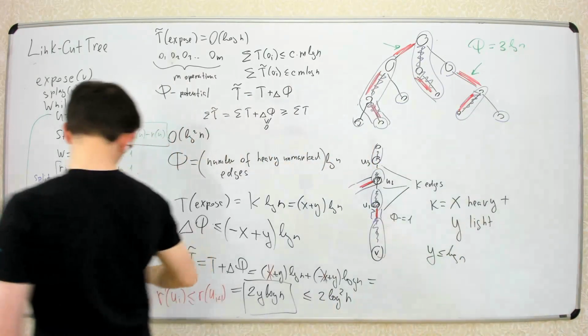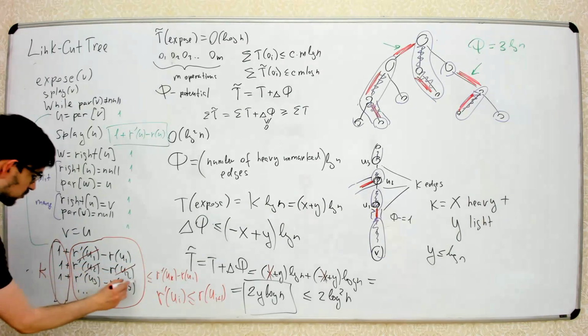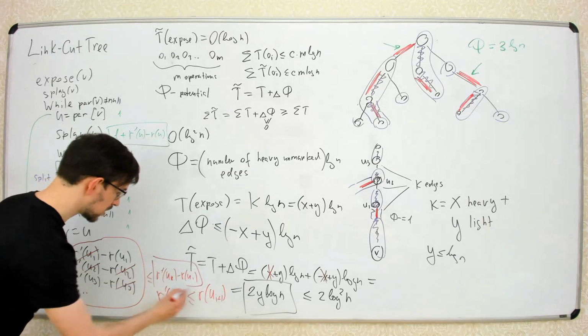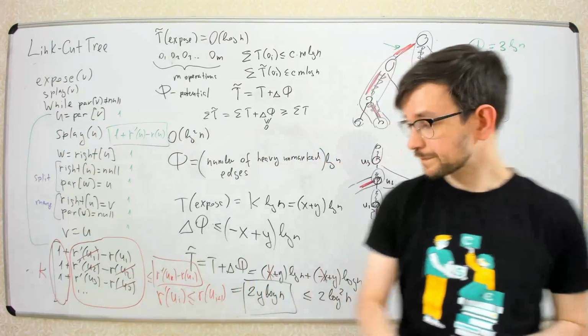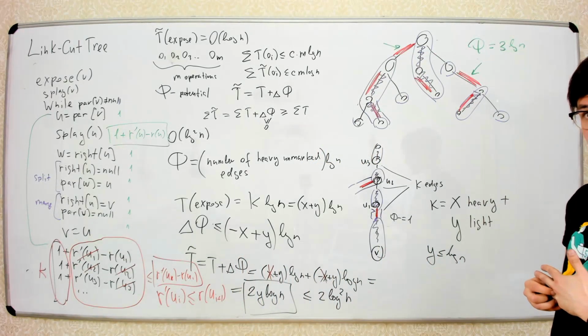In this sum, you can take this new rank of u1 and previous rank of u2 and just eliminate these two. And then you eliminate these two, and so on. So in the end, you are only left with the last rank of the last node and the first rank of the first node. So you have this difference of two ranks, and this difference is log n.